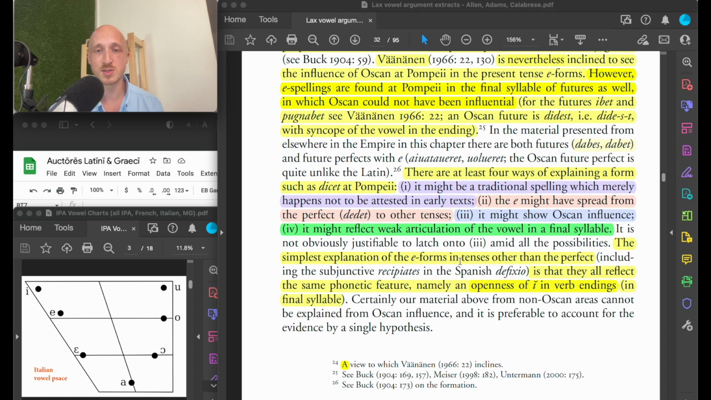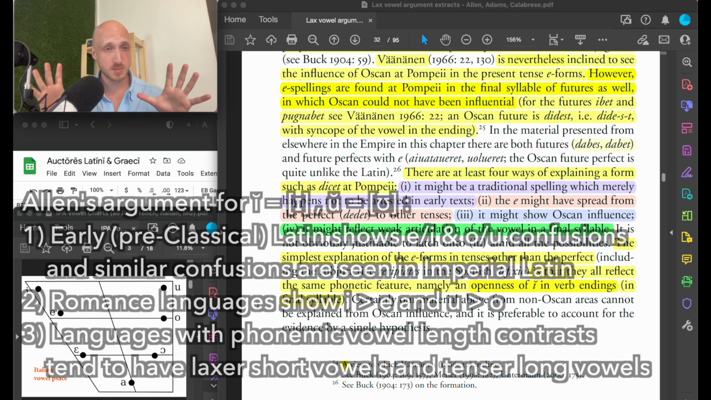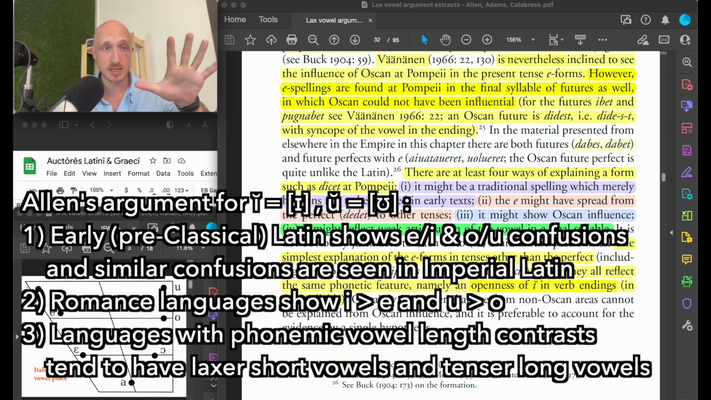The simplest explanation of the e forms in tenses other than the perfect is that they all reflect the same phonetic feature, namely an openness of ĕ in verb endings in final syllable. So that's what's going on. Allen's argument is that inscriptional evidence of early Latin and Imperial Latin, where we see confusions of e and ē, is due to the fact that the short vowel ĕ is actually open.